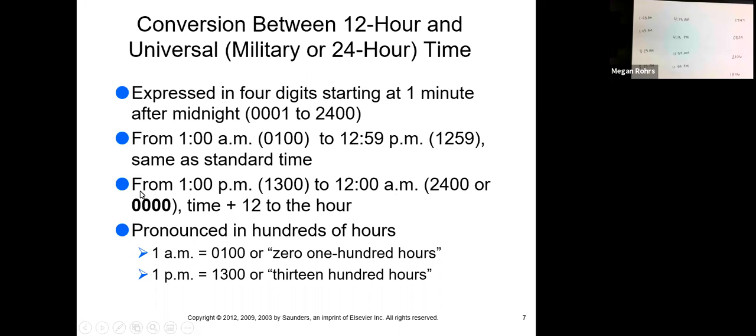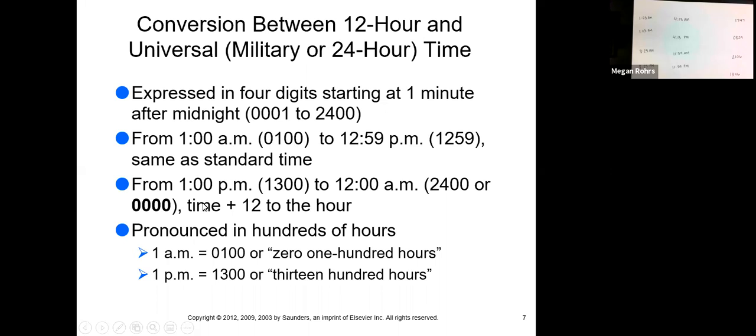So 2 very important rules here. From 1 a.m., so 1 in the morning, all the way up until right before 1 in the afternoon, our military time is going to look very similar to our standard time. So for example, 1 a.m. would just be 0100. So it looks just like this. We put a 0 on that first digit and we remove the colon there. So all the way up to 12:59 p.m., so right before 1 in the afternoon, looks the same here. We're just going to remove that colon.